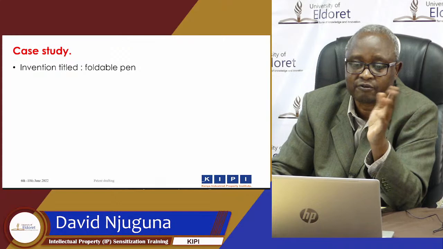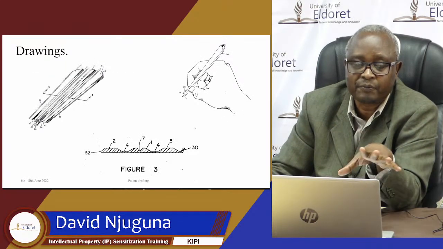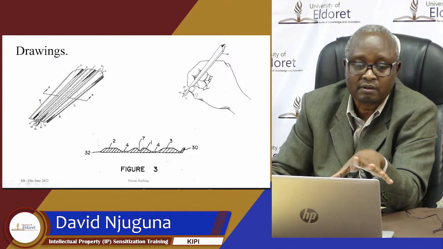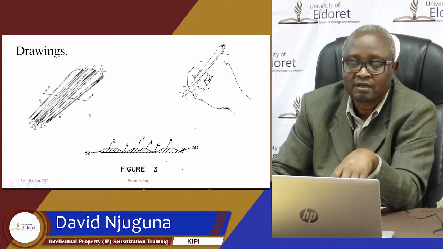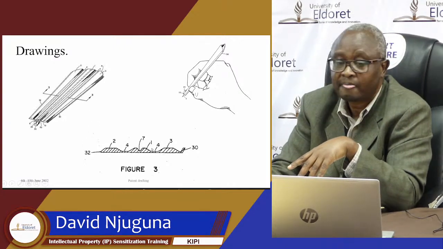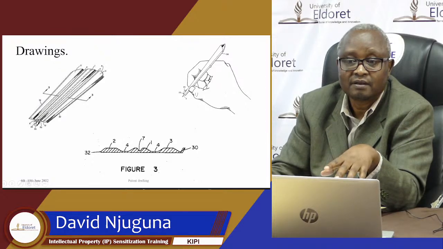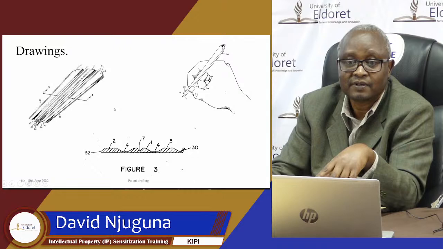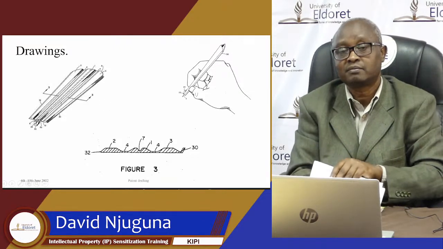A case study is an affordable pen. So this is an affordable pen, and these are the drawings. It's a flat thing, and that's how it looks when it's flat. Then when you fold it, it becomes a pen. Somebody applied for a patent and got a patent for it. When it's unfolded, you can use it as a bookmark.